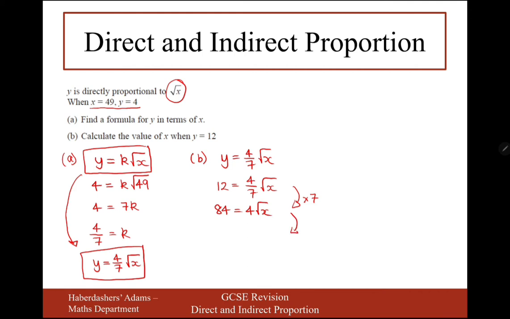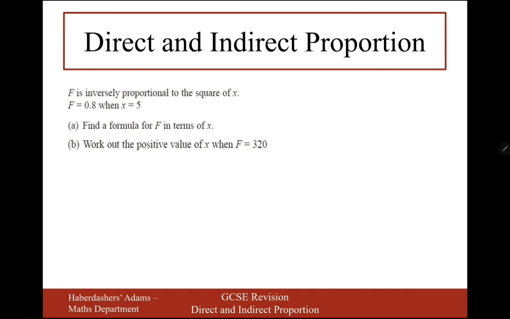Now I'm going to divide by 4. That would give me 21. Yeah, divide by 4. 21 equals the square root of x. And then the next thing I need to do is get rid of the square root. How do you inverse a square root? You square both sides. 21 squared is 441. So 441 equals x. And there we are. That's the answer to part B. Let's move on to the next question. Pause the video and give this one a go.